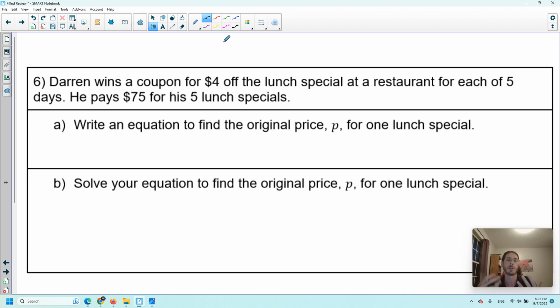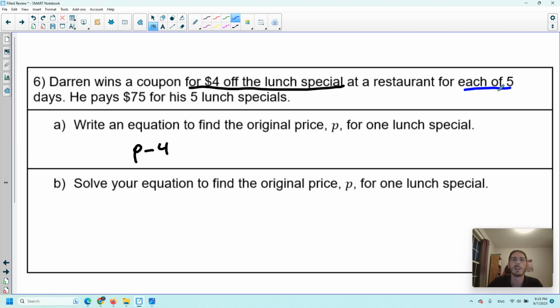So this is why we want to develop our thinking and try and figure out how we can get to the original price P. So if we read it, we know he's going to have his lunch special, and he's going to get $4 off the lunch special. So he's not paying the full price P. He's going to lose $4 on that. He's got a discount. So instead of paying the full price, it's $4 less than the full price.